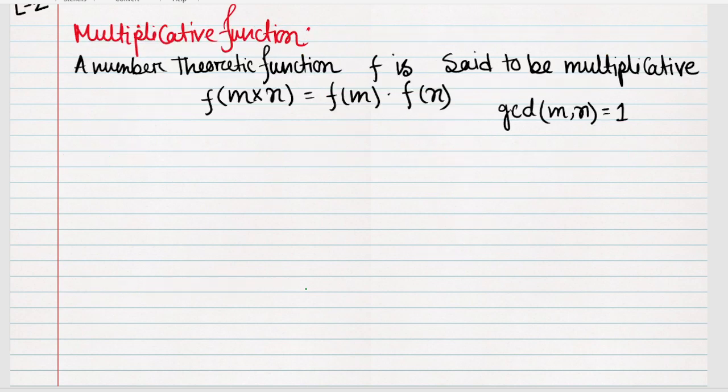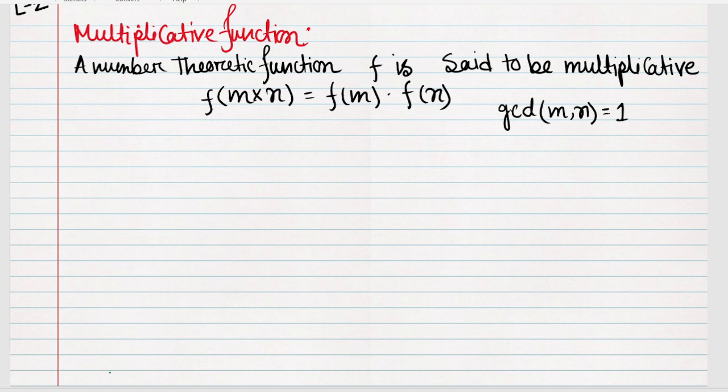New topic. We'll start our topic with multiplicative functions. Actually, a multiplicative function is an arithmetic function. In most cases and most books, an arithmetic function is also known as a number theoretic function. What is a number theoretic function or arithmetic function? Any function is known as an arithmetic function if its domain is the natural numbers.